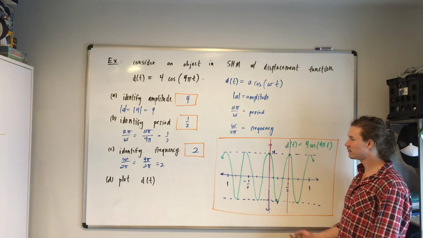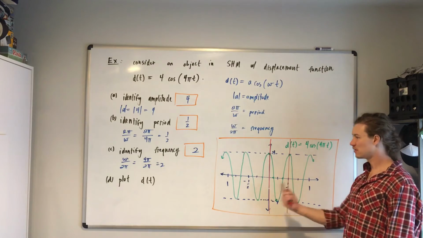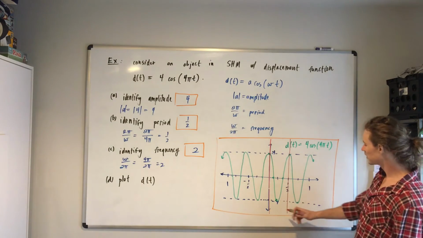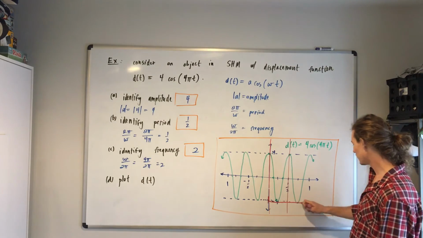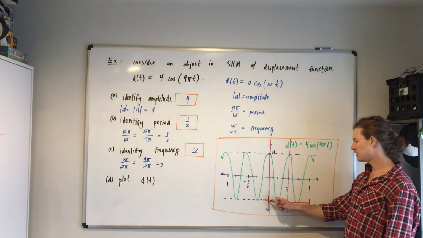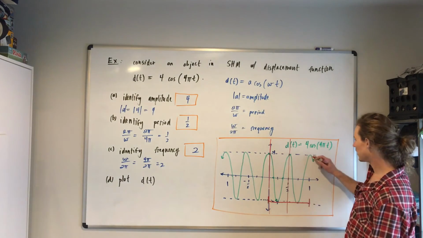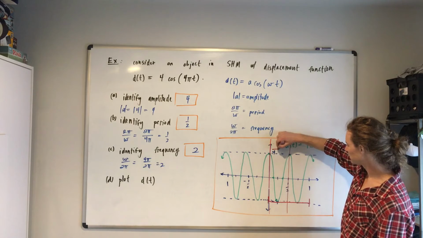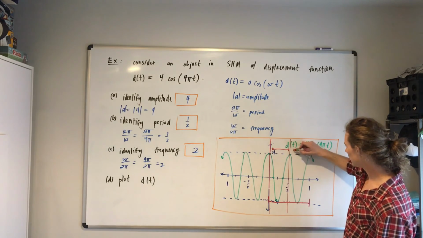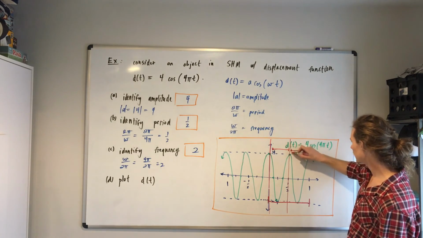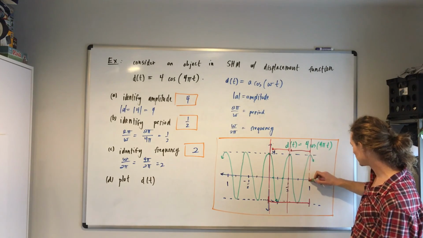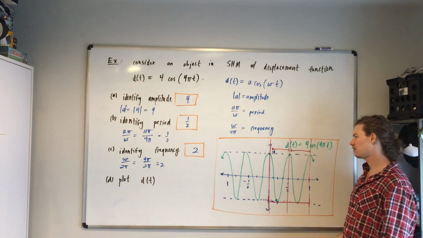And note that if our period is 1/2, in 1 time unit we would complete 2 cycles. See here, in 1 time unit, from t equals 0 to t equals 1, you can see we complete 2 cycles. Here's our first period, and here would be our second period. Again, we can see we complete another cycle between 1/2 and 1.